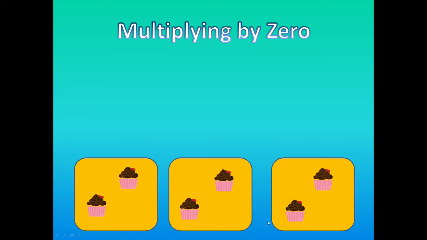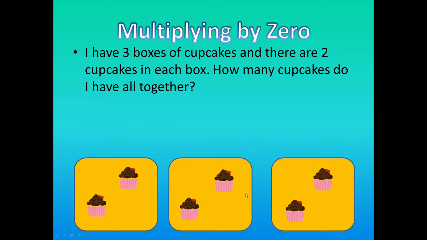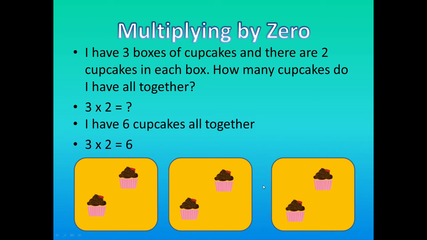Now, some annoying person has just eaten 1 cupcake from each of these 3 boxes, so now we have 3 boxes of cupcakes, but there's only 2 cupcakes in each box. So how many cupcakes do we have altogether now? That's right, 3 times by 2. So we got 2, 4, 6. And I have 6 cupcakes altogether, and 3 times 2 equals 6.